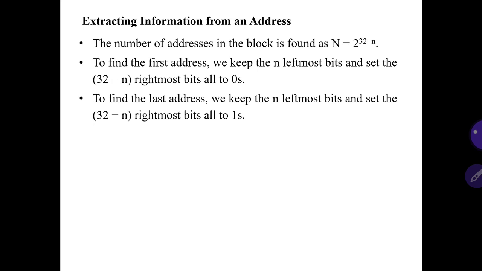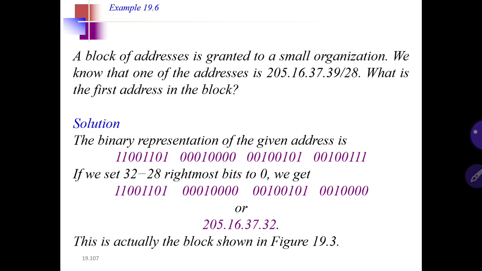For finding the first address, write the given address in binary form. Set the 32 minus n rightmost bits to 0, and that is the first address. Similarly, set the 32 minus n rightmost bits to 1, and that will be the last address. Similarly, N equals 2 to the power of 32 minus n gives the total number of addresses in the given block. So we will discuss an example.